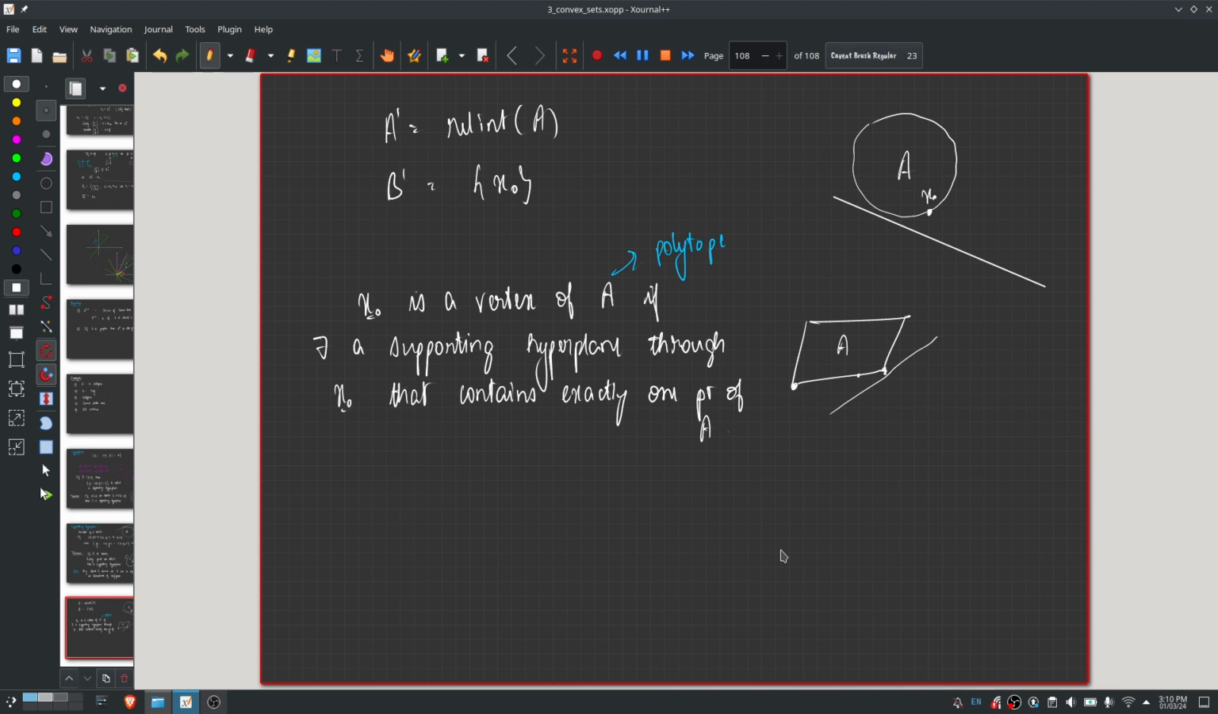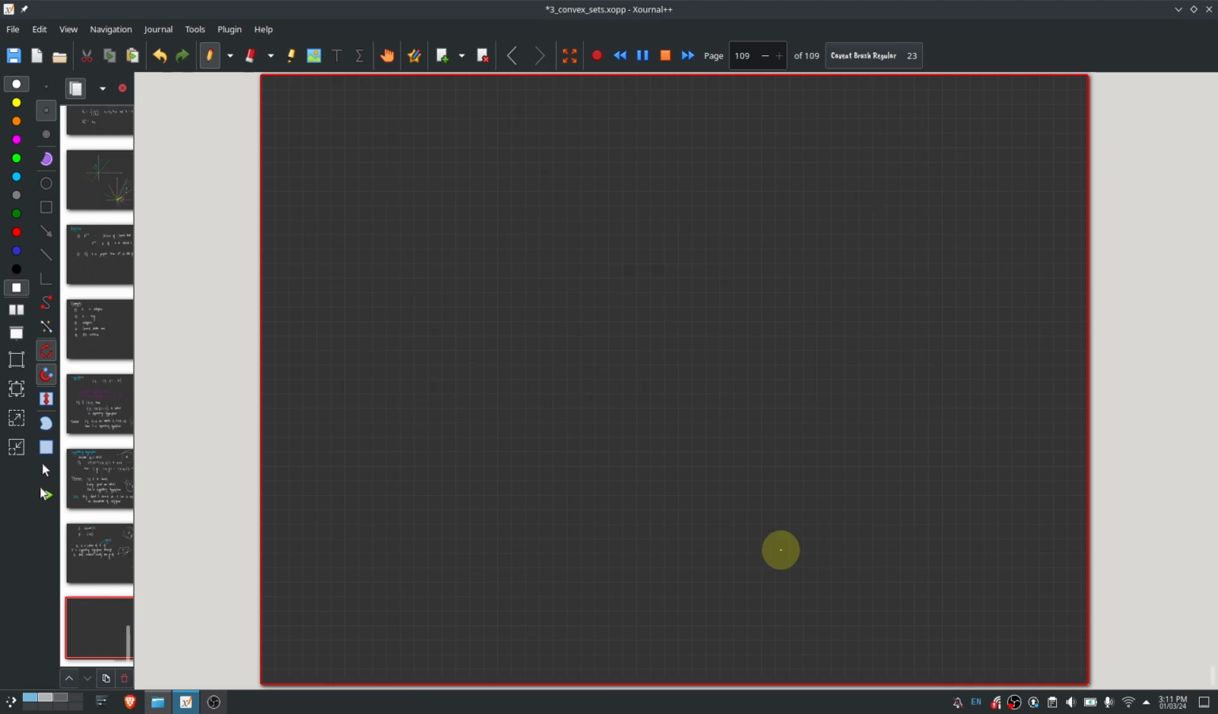Okay, any questions so far? Okay, so we'll now do a bit of a context switch. We'll move to a slightly different topic, which is how do we solve convex optimization problems?